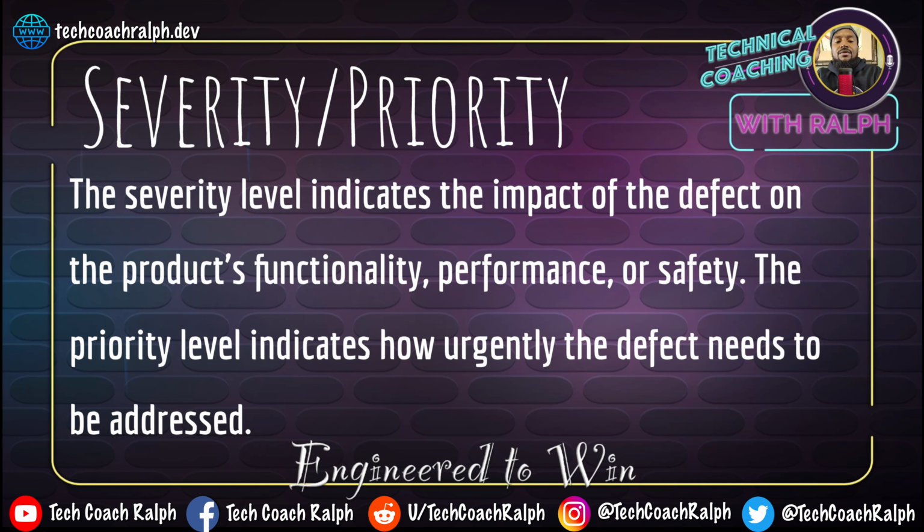Severity and priority. The severity level indicates the impact of the defect on the product's functionality, the performance, or the safety. The priority level indicates how urgently the defect needs to be addressed. So severity says, how bad is this impact? The priority says, how fast do we need to fix it? You can have something that is pretty severe, but it's a low priority because it's happening in a place that's not that serious, but when it does happen, it's severe. So you can classify the priority as maybe medium, but the severity might be high, but it's high in a very low traffic area.